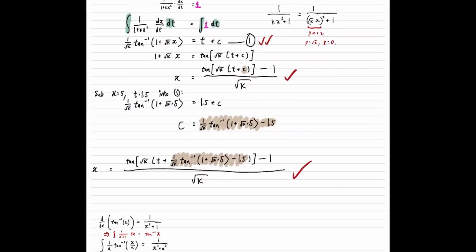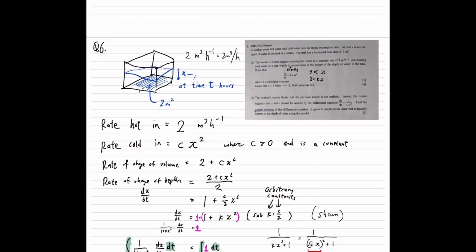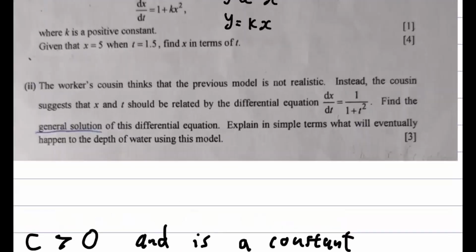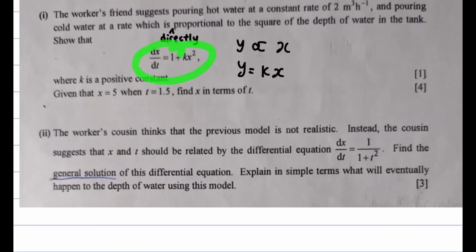Okay, that is on question 6. Oh, sorry, not done yet. Question 6 is a part 2 as well. So now the worker's cousin thinks that the previous model, dx by dt equals 1 plus kx squared, is not realistic. They might even ask you to explain why he thinks it's not realistic.